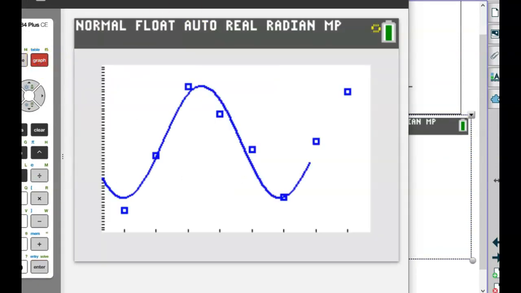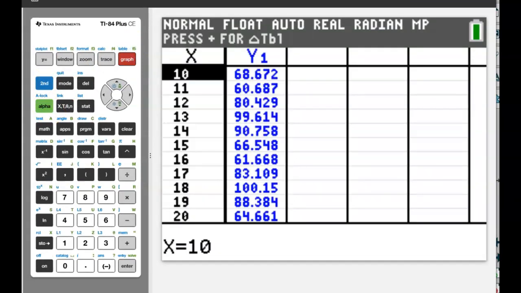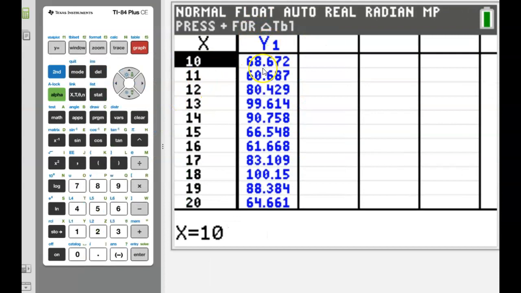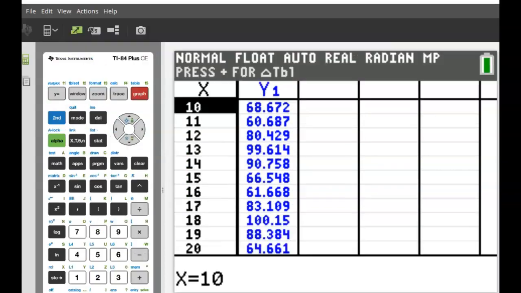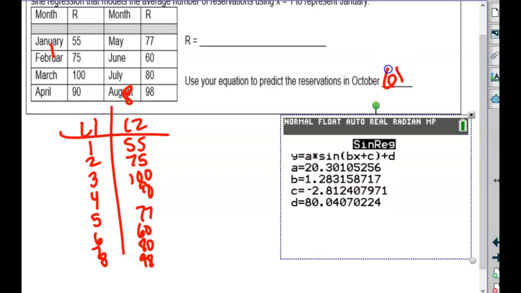So you could check out the graph if you wanted, but really we just need to go to the table. And we are supposed to predict October, which is month 10. I have 68.7 reservations, I believe it is.